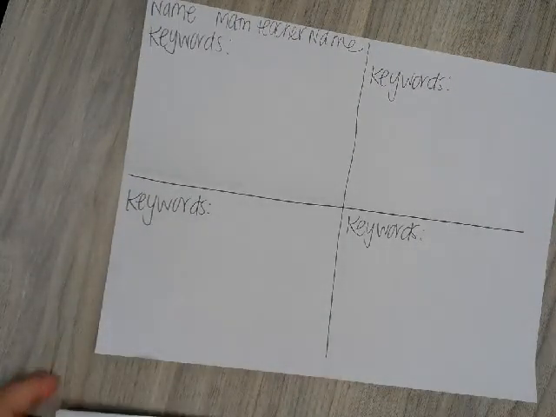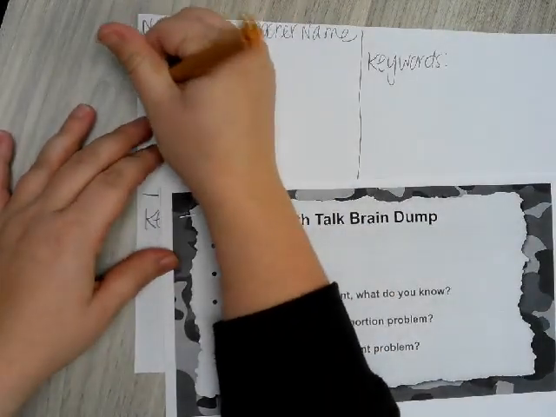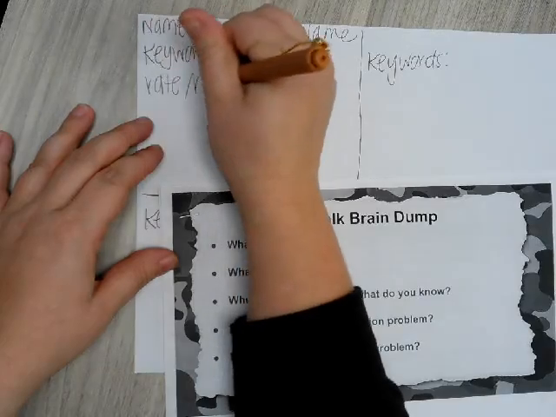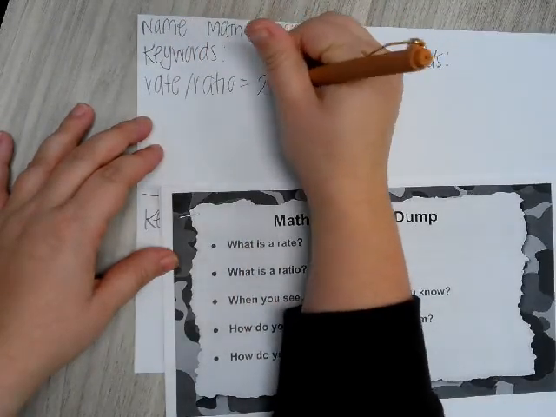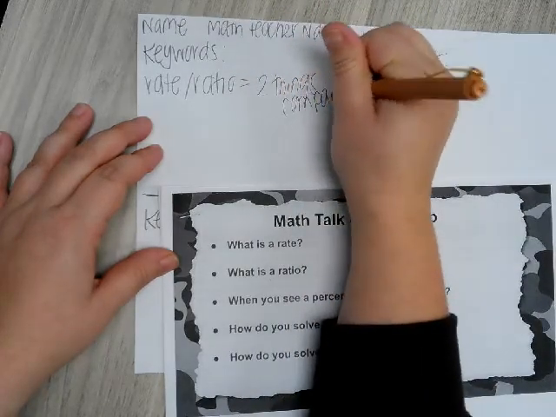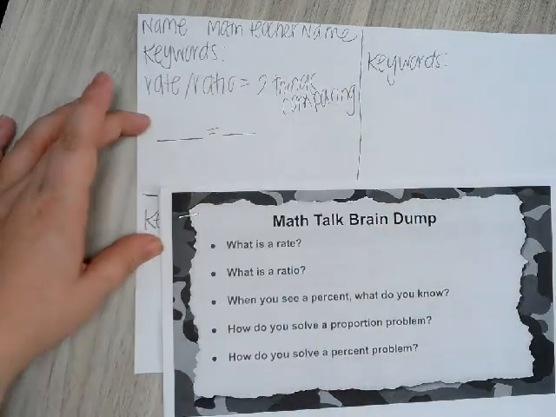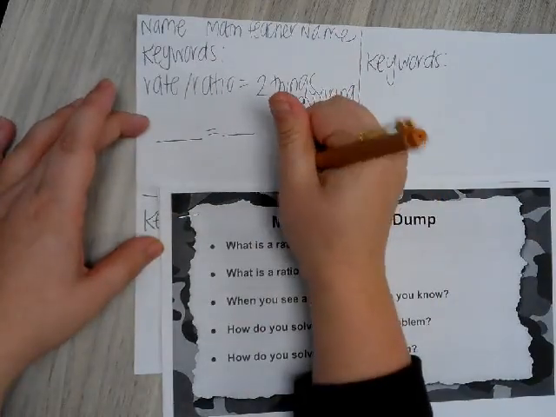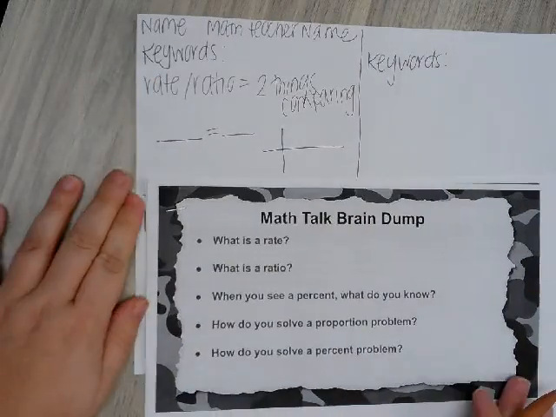Okay, so if I look at my brain dump, first we have to discuss what is a rate. A rate and a ratio are very similar. There's 2 things that we're comparing. Okay. So when we compare something, we're either going to make a proportion or a ratio table.